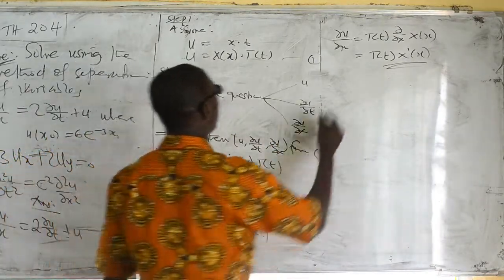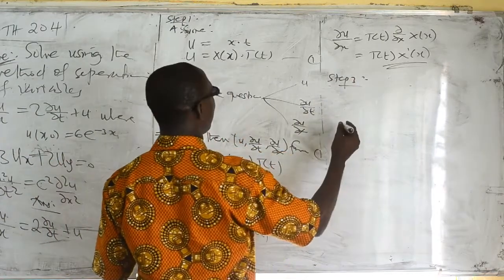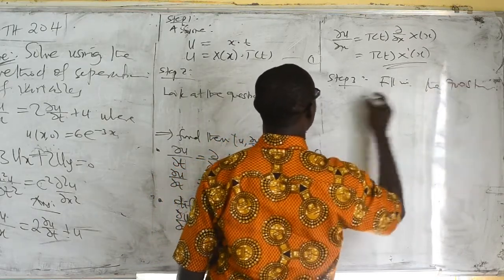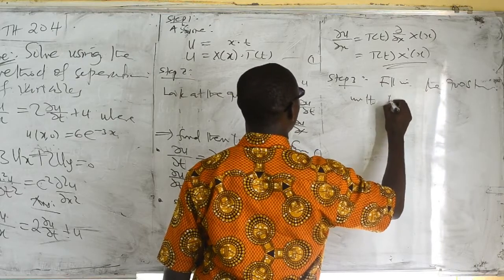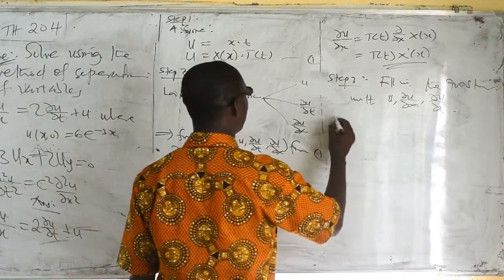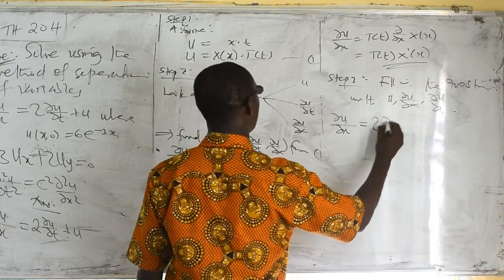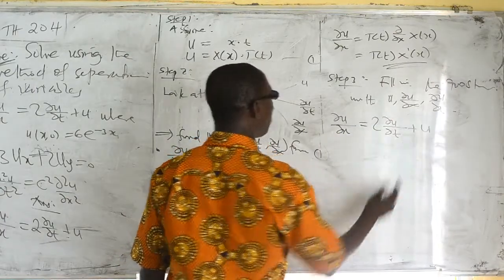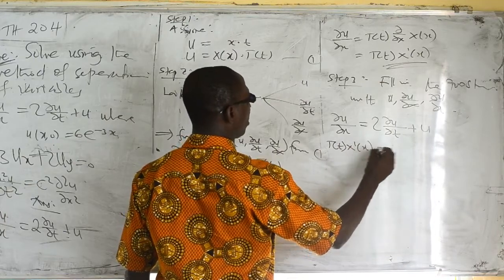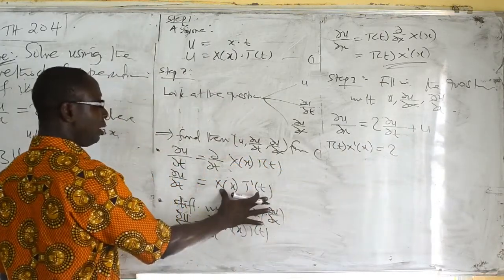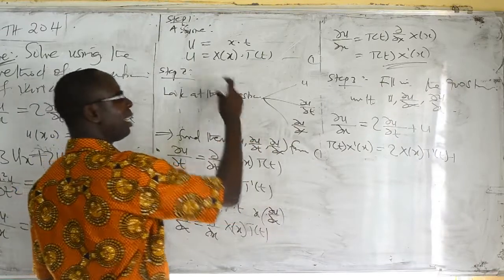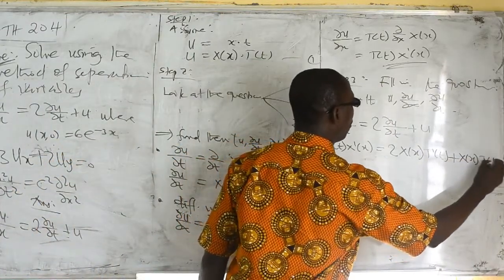Now, step 3. Fill in the question with the u, du/dx, and du/dt. Now the question is what? The question is du/dx equals 2 du/dt plus u. So let's fill in. What is the du/dx answer? The du/dx answer is this: T(t) X'(x). 2 is here. What is the du/dt answer? The du/dt answer is X(x) T'(t), plus u. This is the u answer: X(x) T(t).